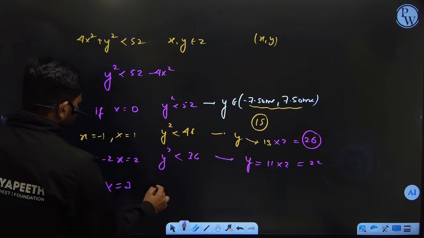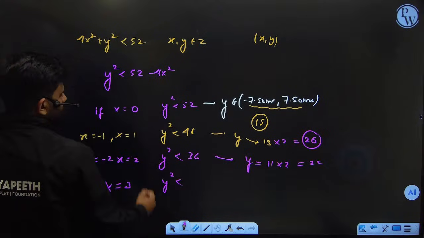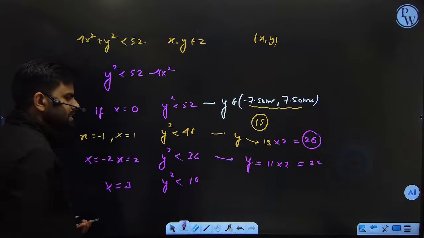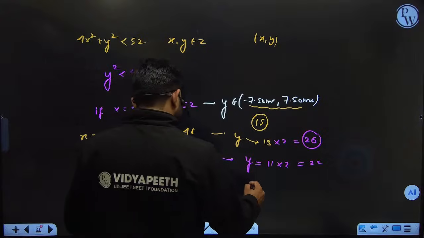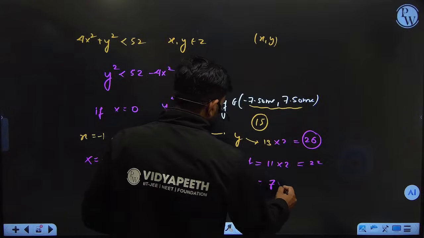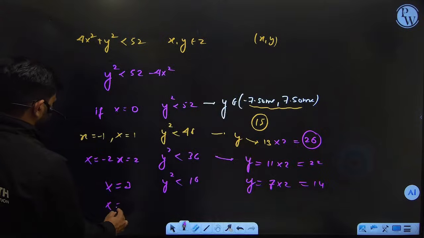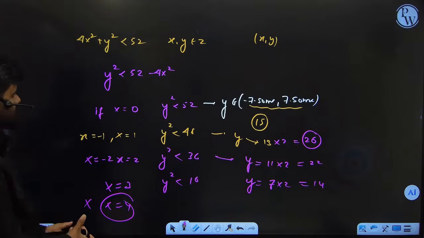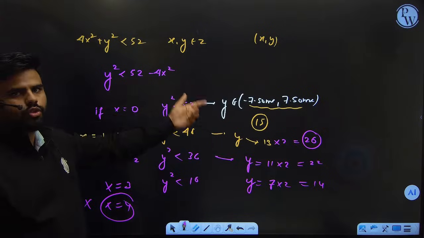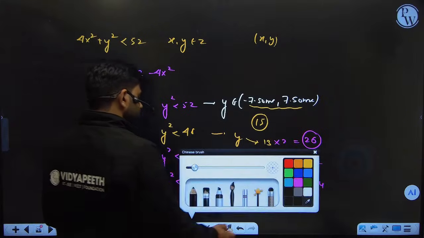x equals to 3. So at x equals to 3, y square is less than 16. So I guess we'll get 7 here, 7 into 2 is 14, and we can't put x equals to 4. Why? Because if you put x equals to 4, y square will be negative, which is not possible.